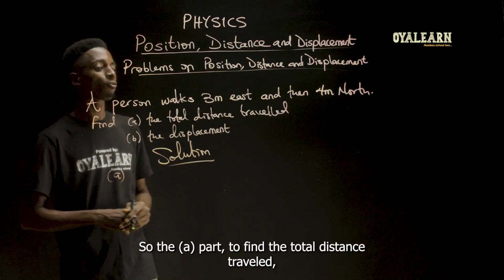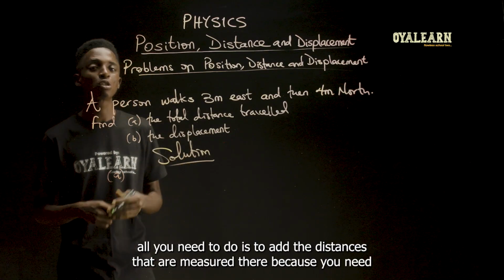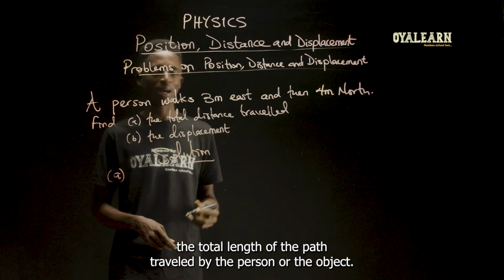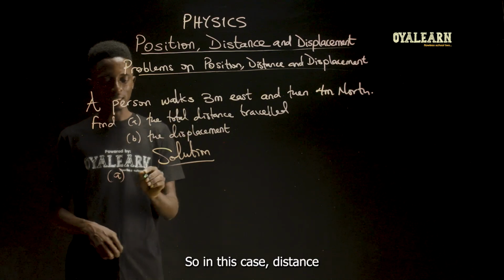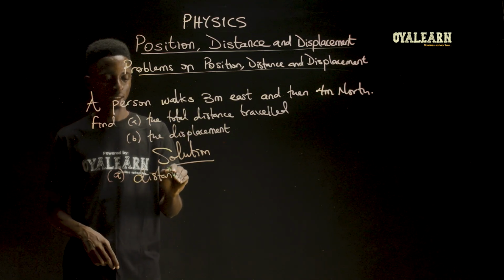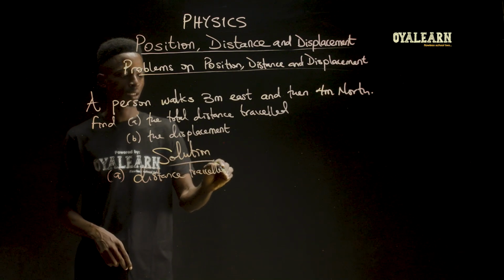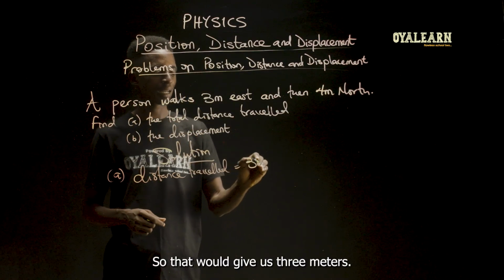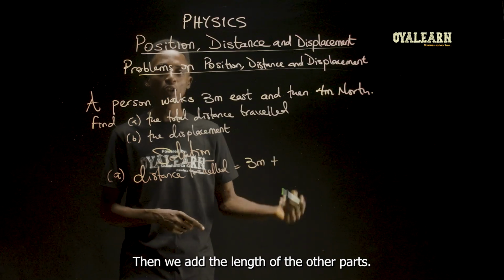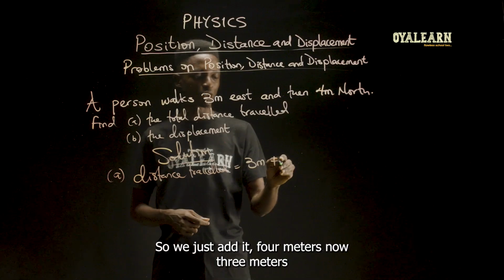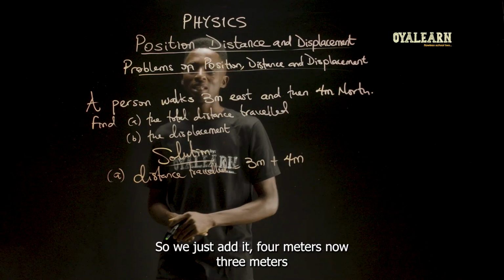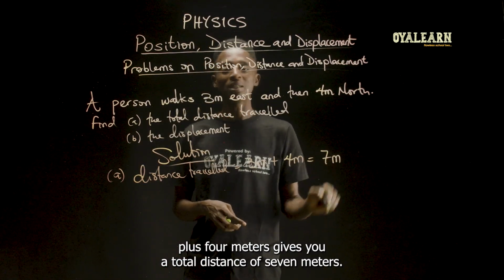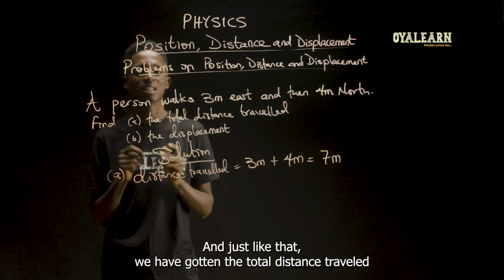So, the A part, to find the total distance traveled, all you need to do is to add the distances that are measured there, because you need the total length of the path traveled by the person or the object. So, in this case, distance traveled would be, now the first part it took is 3 meters east, so that will give us 3 meters. Then we add the length of the other parts, so we have 4 meters north, so we just add it, 4 meters. Now 3 meters plus 4 meters gives you a total distance of 7 meters, and just like that we've gotten the total distance traveled.